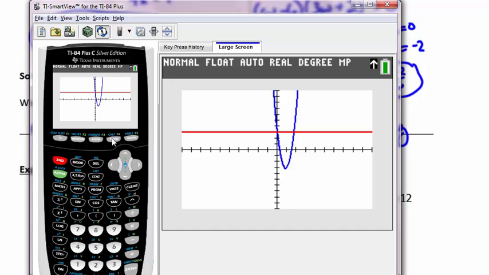So if I use second calculate, option 5 for the intersection, the first curve is the left-hand side, hit enter. The second curve is the right-hand side, hit enter. Let's guess. Let's get the first one. So you can see the intersection is at the ordered pair (0, 3), x value 0.